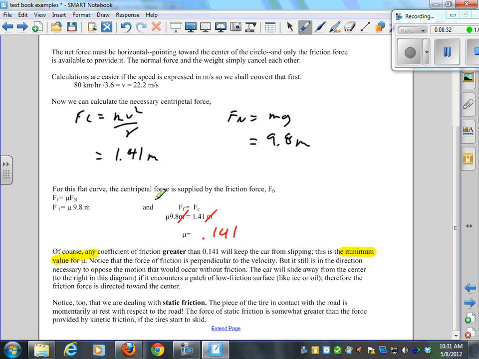Okay, now notice that the force of friction is perpendicular to the velocity. It's still in the direction necessary to oppose the motion that would occur without friction. The car will slide away from the center, to the right in this diagram, if it encounters a patch of low friction surface like ice or oil. Therefore, the friction force is directed toward the center. Notice, too, that we are dealing with static friction, not rolling friction. The piece of the tire in contact with the road is momentarily at rest with respect to the road, certainly if you're going sort of sideways. The force of static friction is somewhat greater than the force provided by kinetic friction if the tires start to skid.